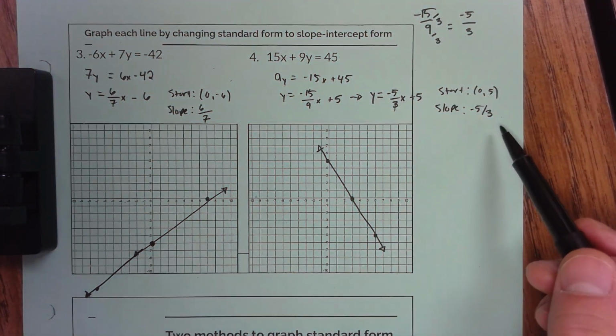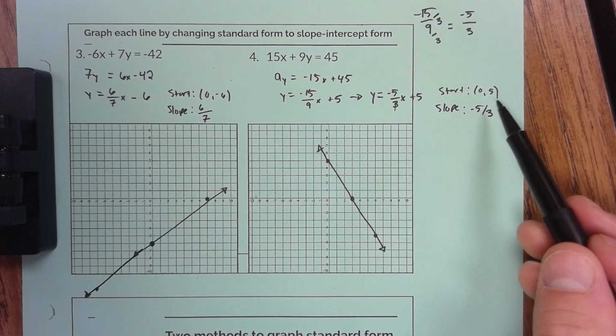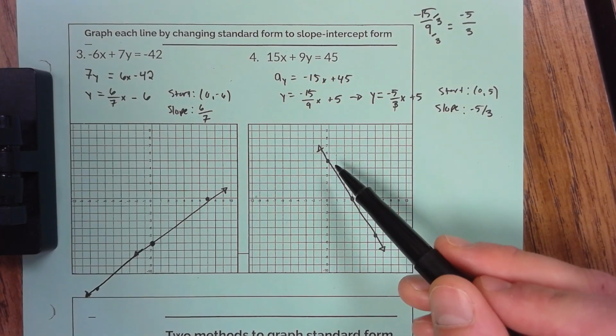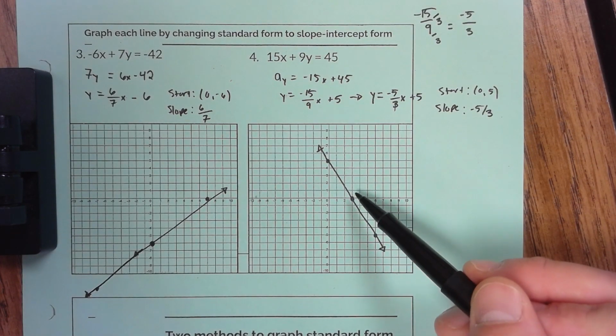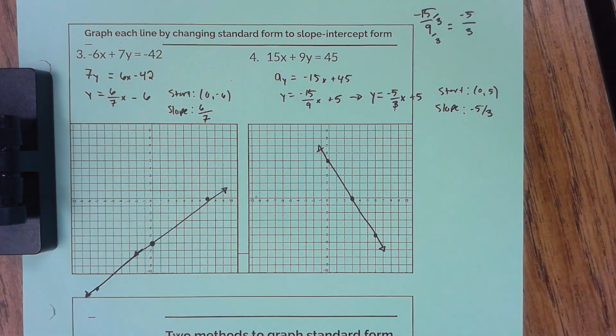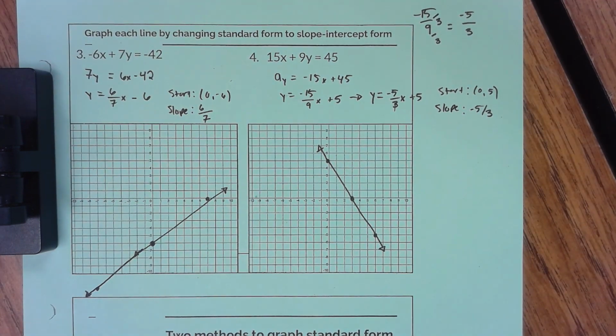So slope is -5/3. My y-intercept is 0, 5. So I'm going to start up 5. And then I can use my slope of -5/3 by going down 5, right 3, and down 5, right 3 again. Okay, so that's one method for graphing in standard form. Just simply convert it into slope-intercept.